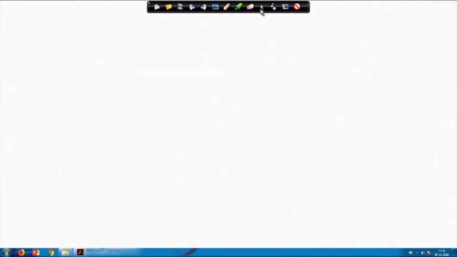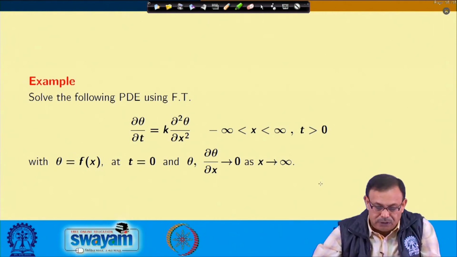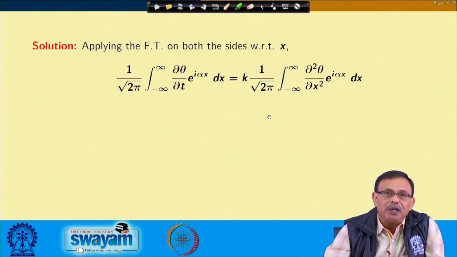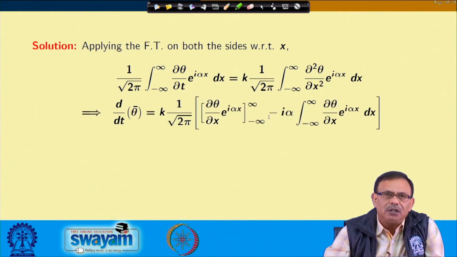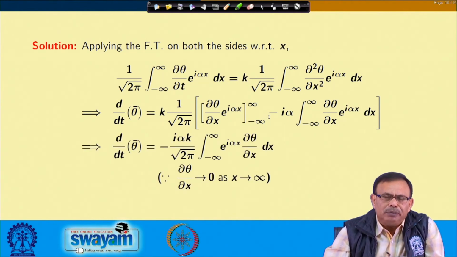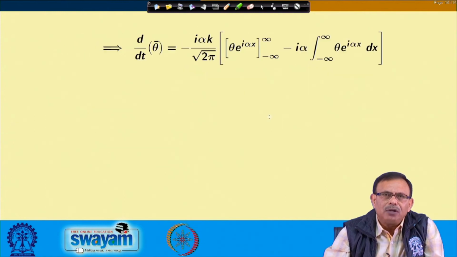Let us see quickly over here. The problem is given like this. I am taking the Fourier transform, 1 by root 2 pi, integral from minus infinity to infinity, del theta del t equals, e power i alpha x dx, and the right hand side is this. Left hand side is nothing but d dt of theta bar, because you are taking the Fourier transform with respect to x, and for the right hand side you have to evaluate the integral. And by substituting del theta del x approaches 0 as x approaches infinity, I can find out the solution.